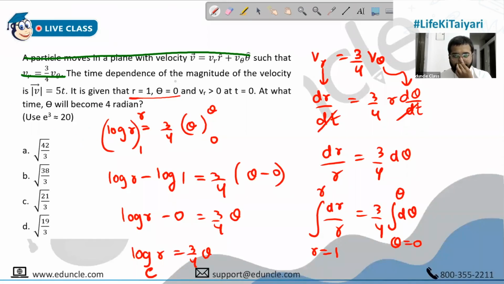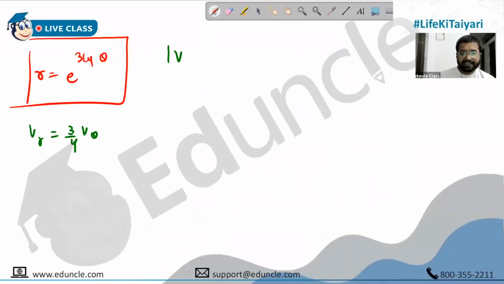The time dependence of the magnitude of the velocity. Have they mentioned which velocity? Radial? No. Have they mentioned transverse? No. It means which velocity is this? Total velocity. When they don't mention the magnitude of which velocity, it means they have given you the magnitude of the total velocity, which is 5t. So let's now play with this. Magnitude of v is 5t.